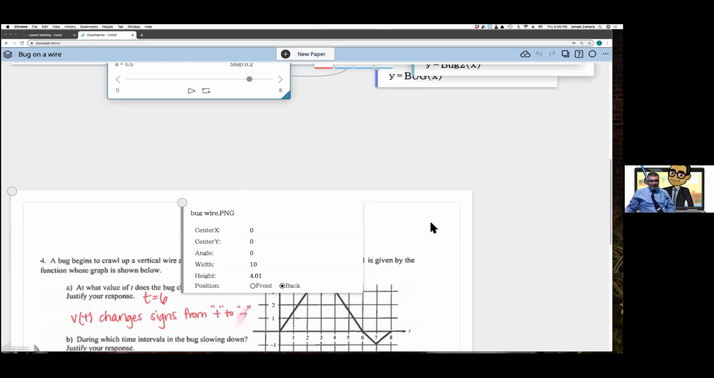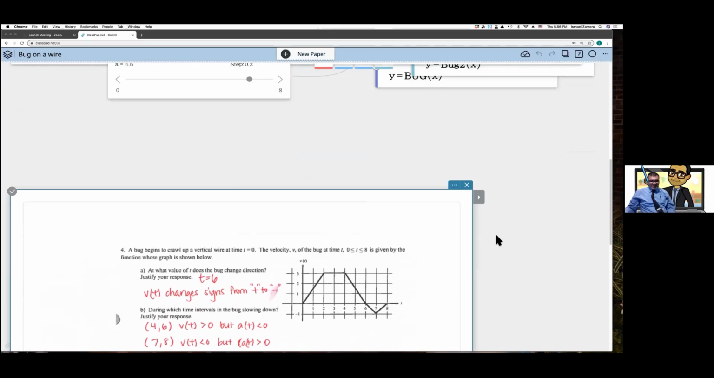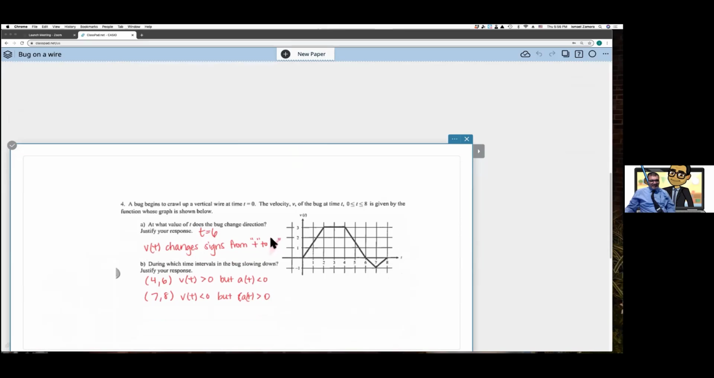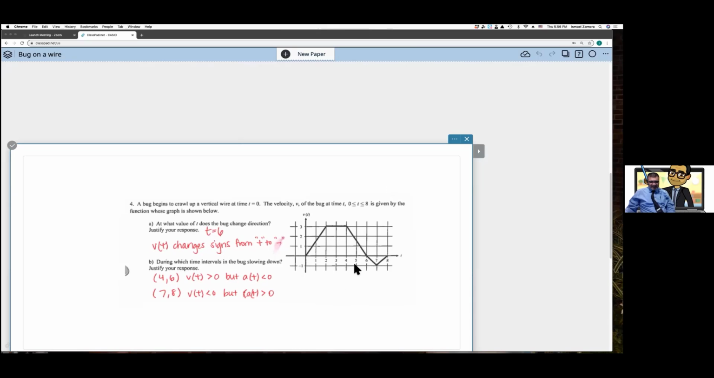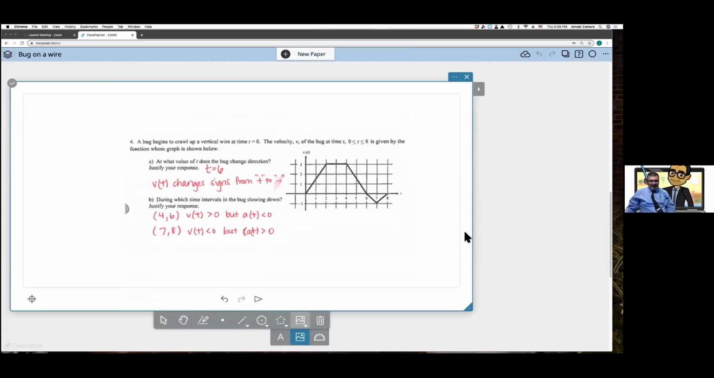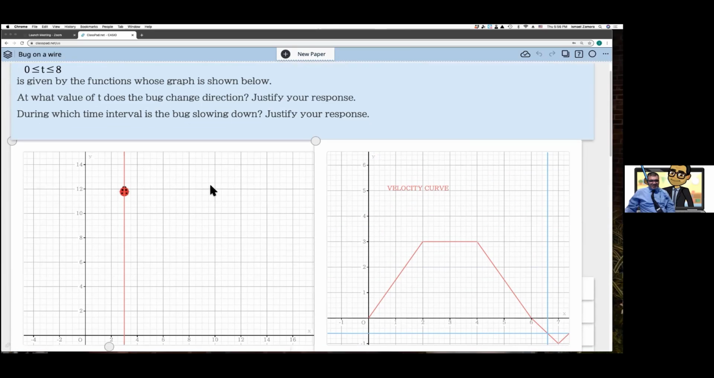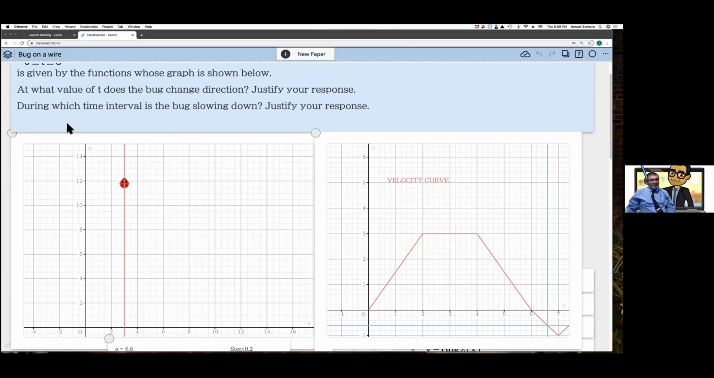Something else I was able to do was actually find the question that this is based off of. Like I said, all I did was Google it. There's a ton of places on Google that have it out there. I just took it right from there, copied and pasted, typed the question up, found the equation of these lines, worked backwards to find out what the position curve was, and then asked during which time intervals the bug is slowing down. So you can tell when it's slowing down, when it's speeding up.